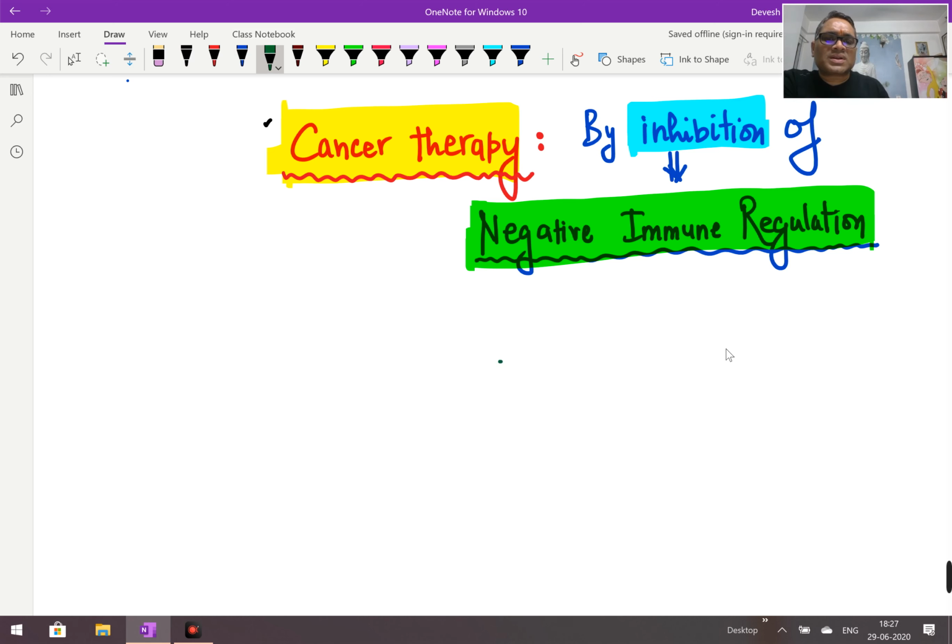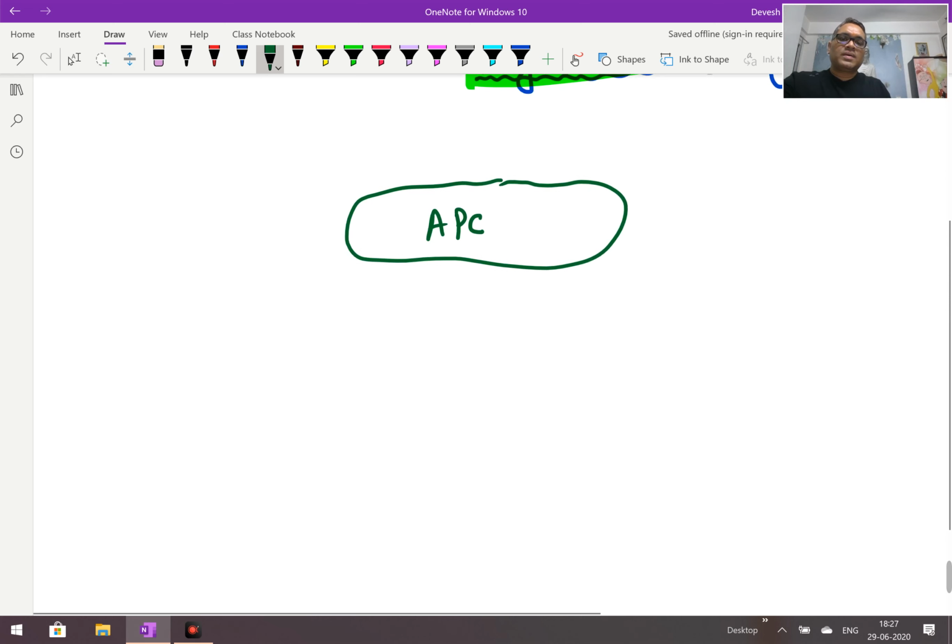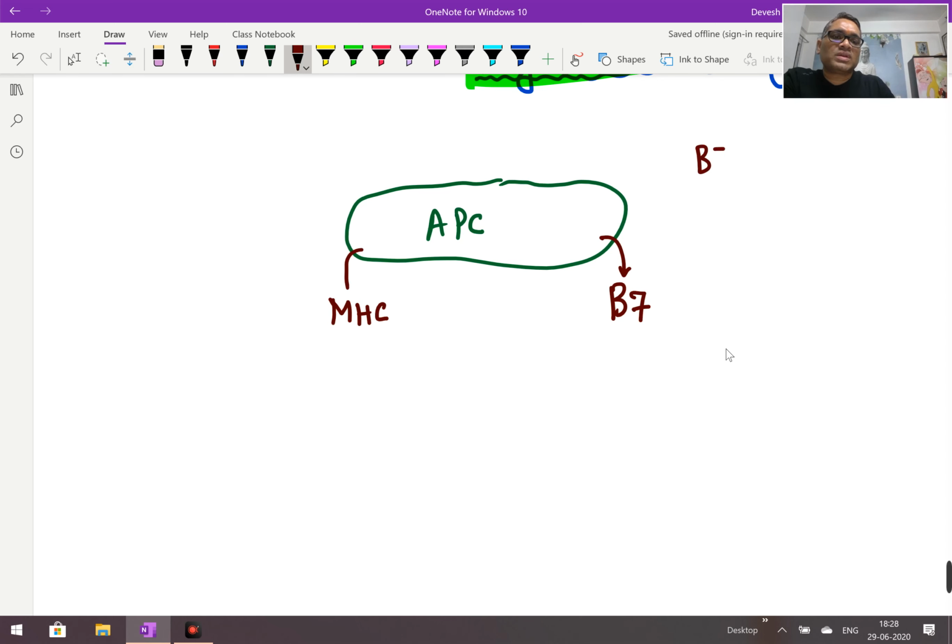First of all, we should understand the basic concepts of immunology, that is, the antigen presenting cells. Antigen presenting cells have two molecules on their surface. One is the MHC molecule, and the second is the B7 co-stimulatory molecule. Here I am just writing B7 in short. B7 is actually B7.1 and B7.2. These are the two important molecules which are called co-stimulatory molecules.